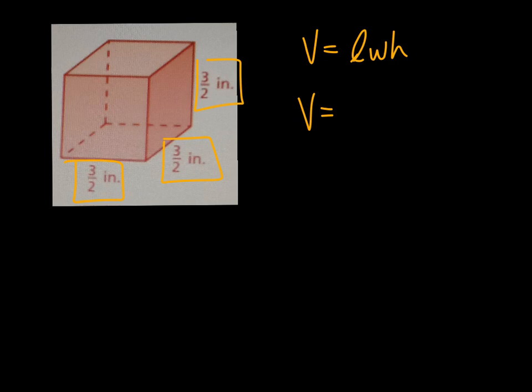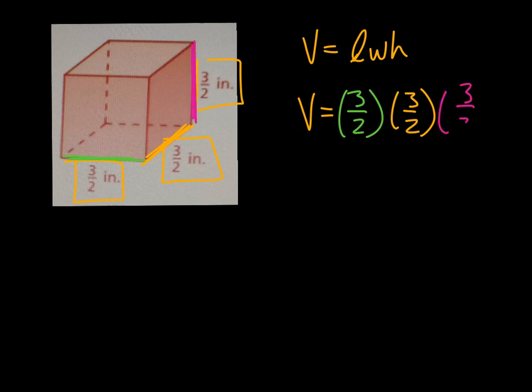Then for my next step, I would start plugging in. Well, I've got a lot of numbers that are the same. So I start with my length. My length is right here. It's 3/2. Then I go to my width. It's 3/2. This one's nice and easy. Then I go to my height, and it's also 3/2.